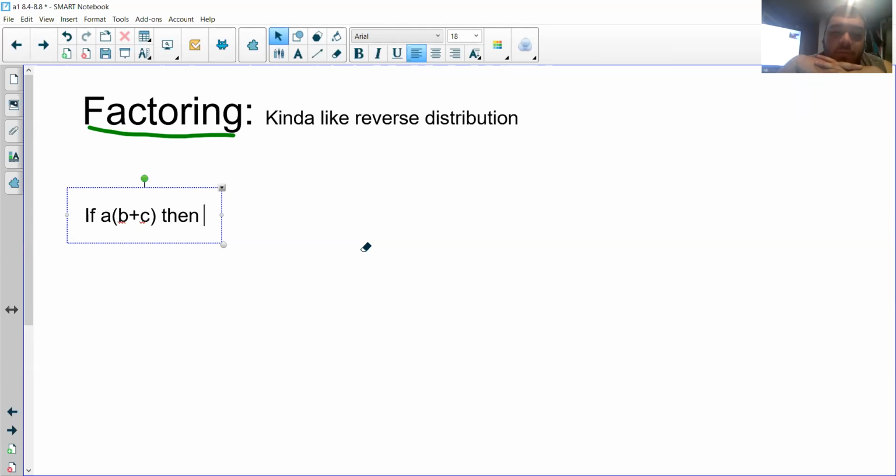Now, just write the word factoring. If A times B plus C, what can I do with that A into the B and C? What can I do? Anyone could speak up on this. What can I do with that A? I could distribute. So this will become AB plus AC. Okay. If that, then that. That's distribution.